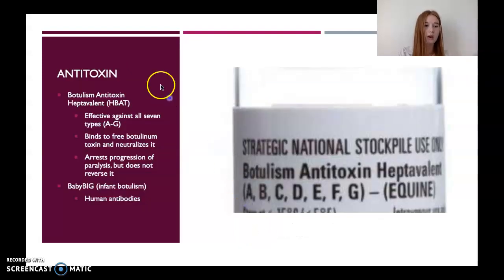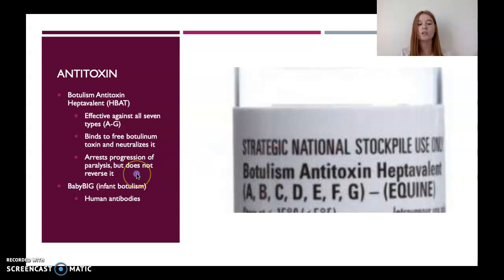So now let's talk about the antitoxin and how it works. The antitoxin used for adults today in the US and in Europe is the equine heptavalent botulism antitoxin. So equine because it's developed from antibodies of horses, actually. And this is effective against all 7 types of the toxin, A through G. And how it works is it binds to free botulinum toxin circulating in the body and neutralizes it. It does not bind to toxin which has already entered into a nerve cell.